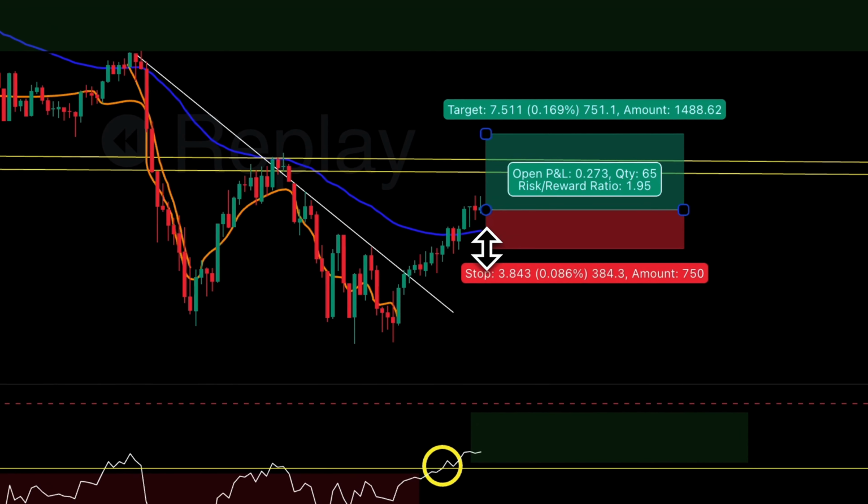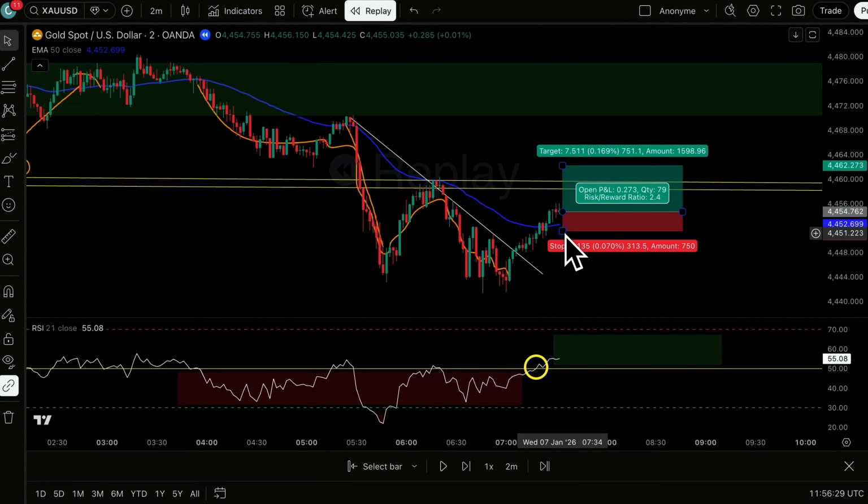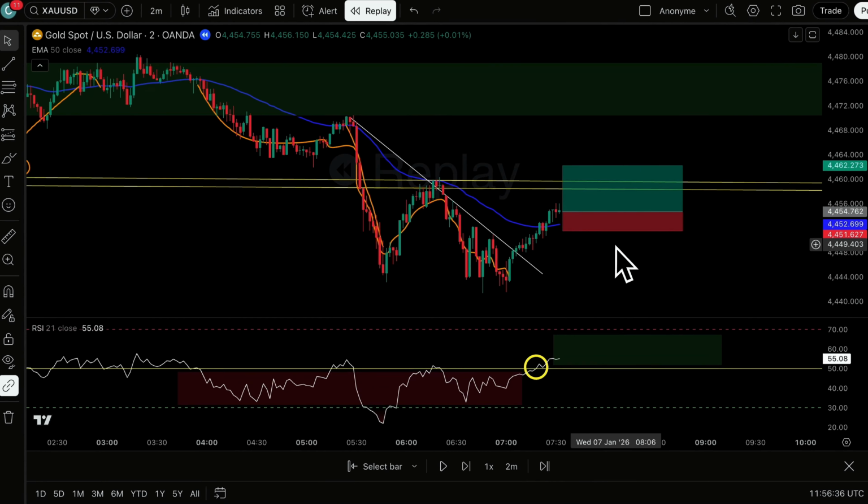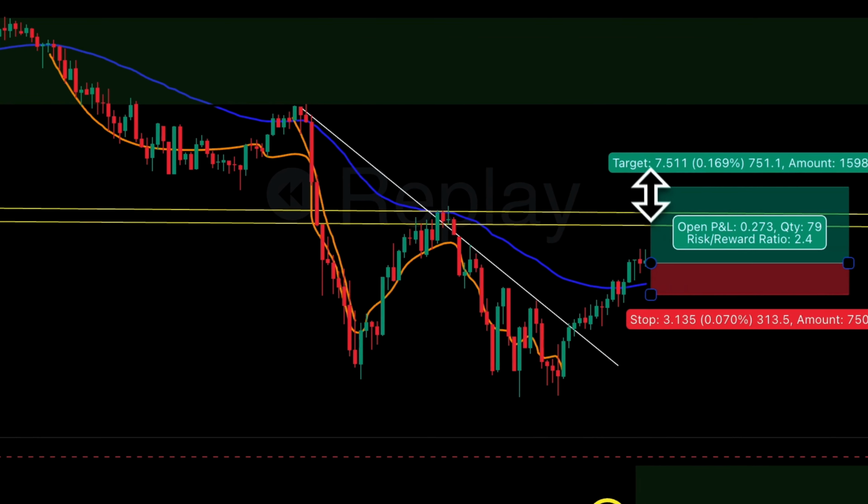I would place my stop loss just below the 50-period moving average. We give the market a little breathing room, but we keep it tight because this is scalping. And if the market were to settle back below the 50-period moving average or drop back below the 50% zone on the RSI, it would be a false signal. So the stop loss is very well placed here.